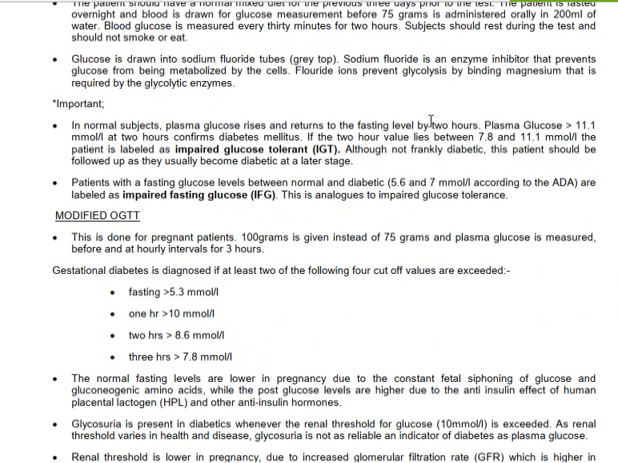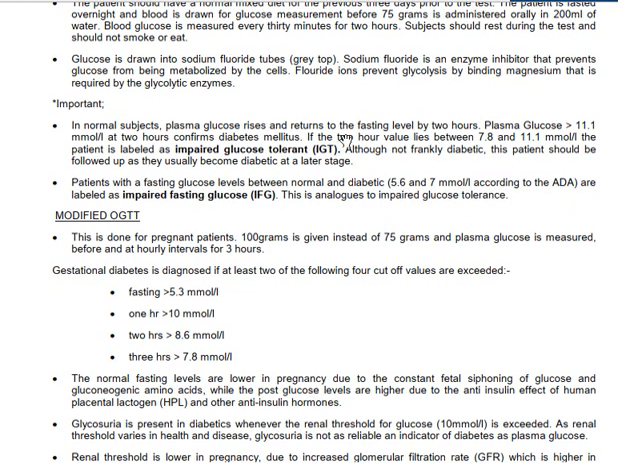Is it clear? In a normal subject, after fasting, the plasma glucose is going to rise and then return to a normal level by 2 hours. A plasma glucose greater than 11.1 millimole, that is greater than 200 milligram per deciliter, at the time of 2 hours is going to confirm that you have diabetes mellitus. Is it clear?